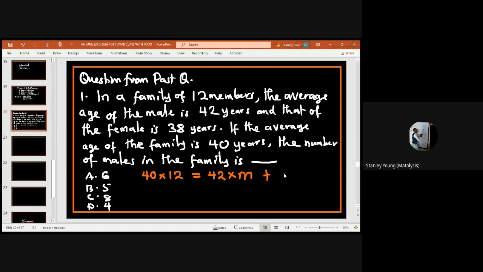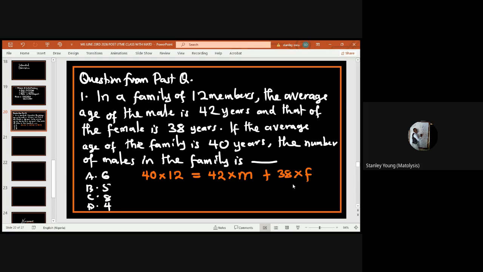Then plus, let's say we have female. The number of female we also don't know, but we know the average age to be 38. So we can say 38 times F. So F means female and M means male.